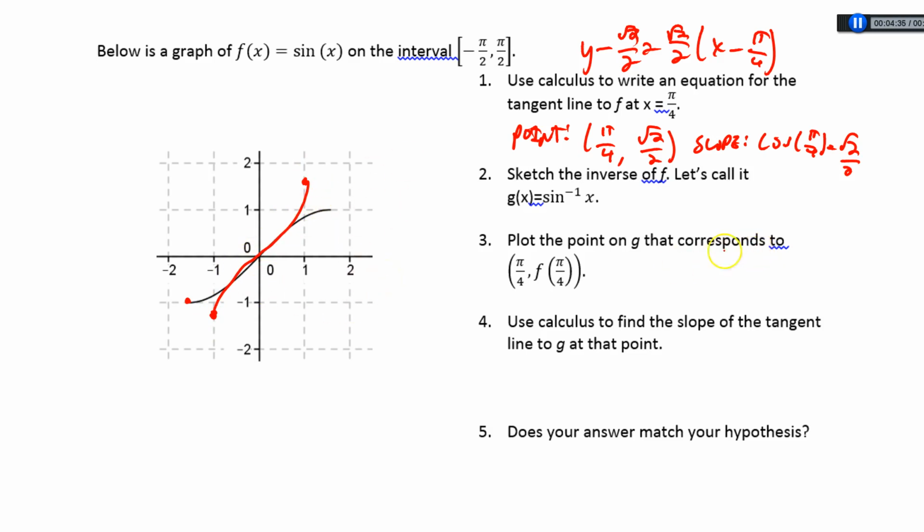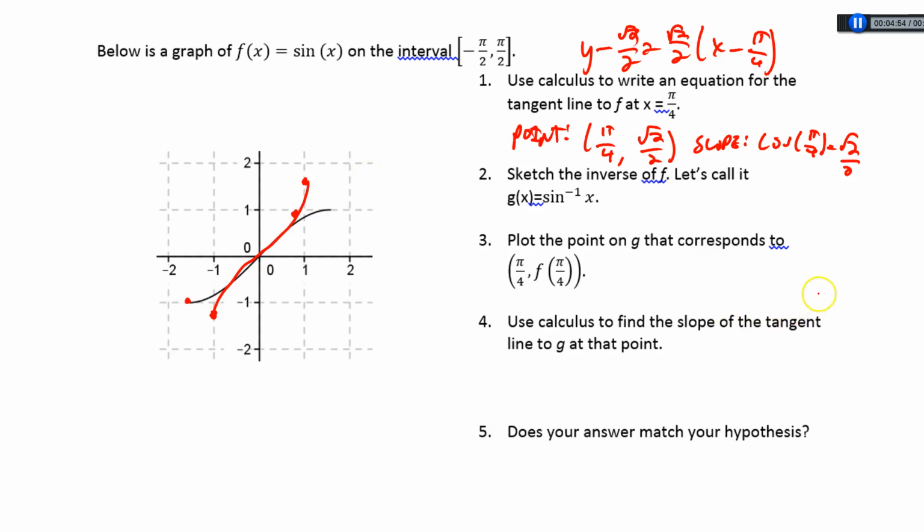Now they want the point that corresponds to f of pi over 4. So that was pi over 4, root 2 over 2. That was right about there. So now we're going to be at root 2 over 2, pi over 4. So that's going to put us right about there. Pretty darn close to the other point, because if you reflect it over the line y equals x, most of the sine graph is close to that line.